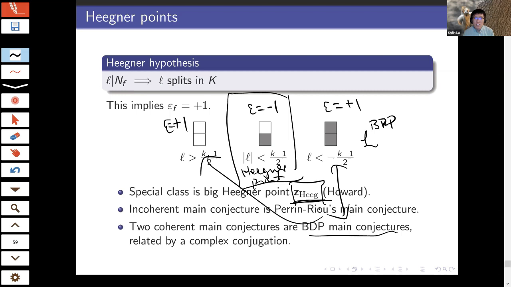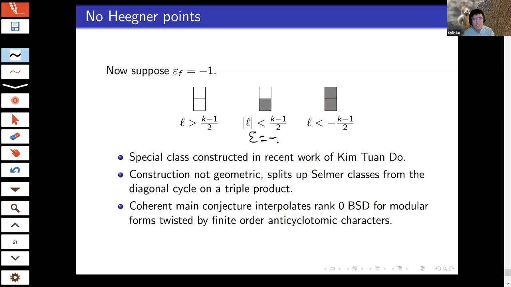In the exact opposite case, this is coherent. This is incoherent. Because this is incoherent, we expect a special class here. And this is not known to exist. We didn't know how to construct it until recently, in the thesis of Tuan.